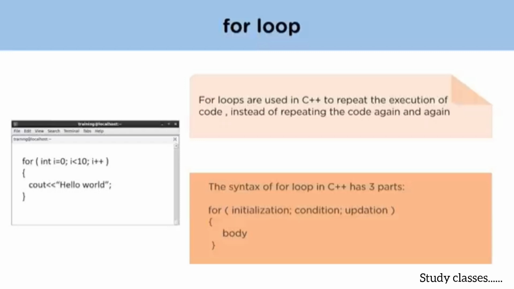For example, inside the loop, i equal to 0 means we have initialized the loop from 0, and i less than 10 means the loop will keep on repeating as long as i is less than 10. That is, it will repeat 10 times in total, from 0 to 9, and i++ denotes that we are incrementing the loop variable after each iteration by 1.